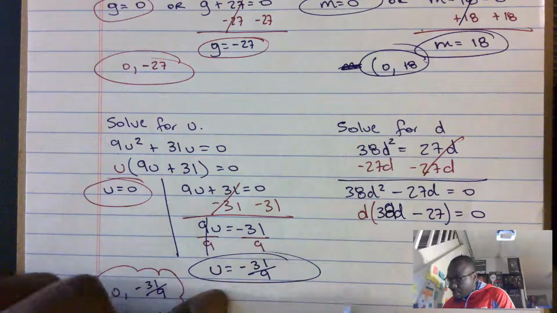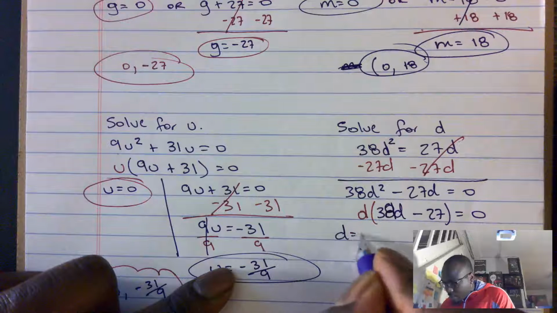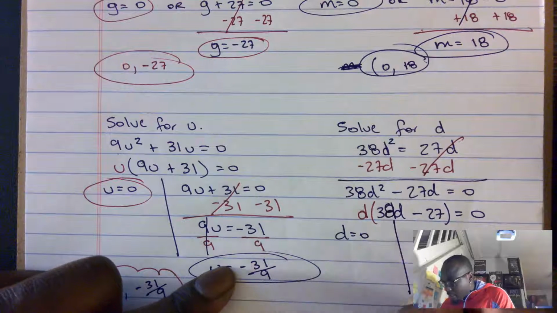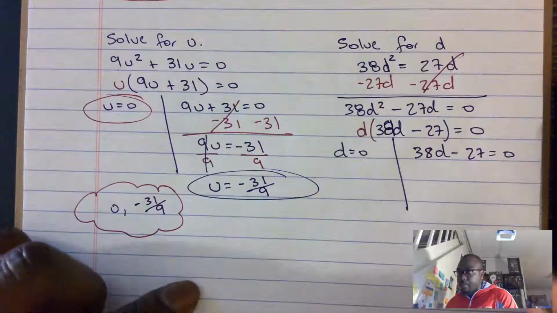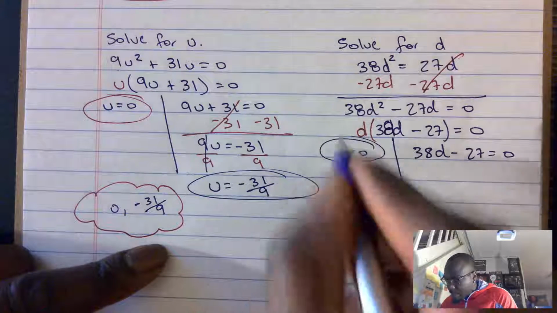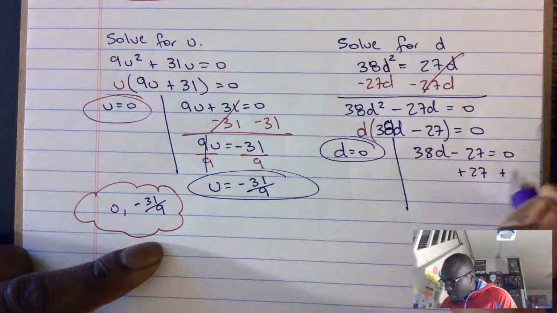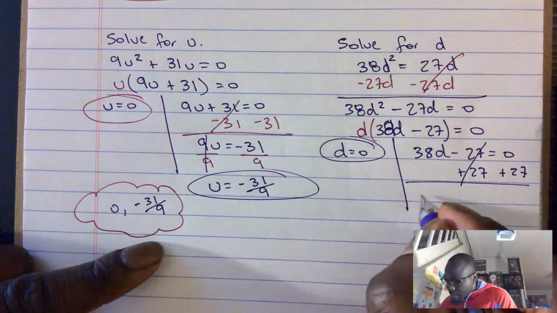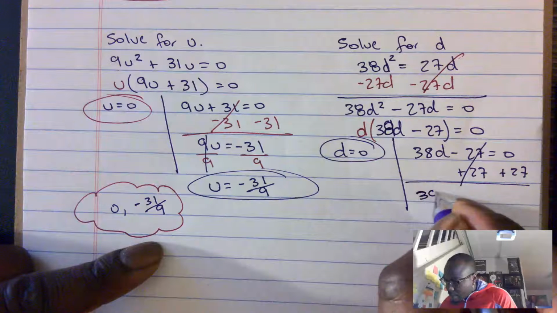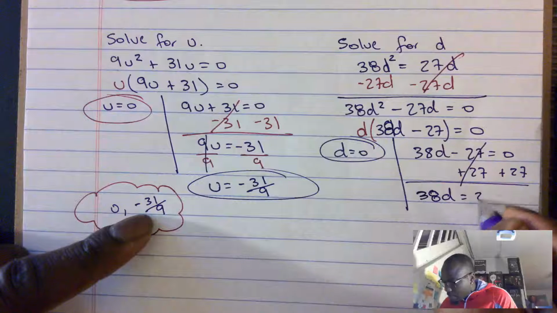So I'm using the zero product rule again. What do I have? d equals 0, or I have 38d minus 27 equals 0. That's one of my answers. Here I'm going to add 27 on both sides. This should be getting easier for you guys. So now I have 38d equals positive 27.